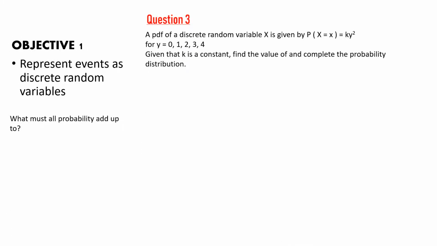One for you to try yourself. A PDF of a discrete random variable x is given by p(x) equal to k y squared, where y is equal to 0, 1, 2, 3, 4.